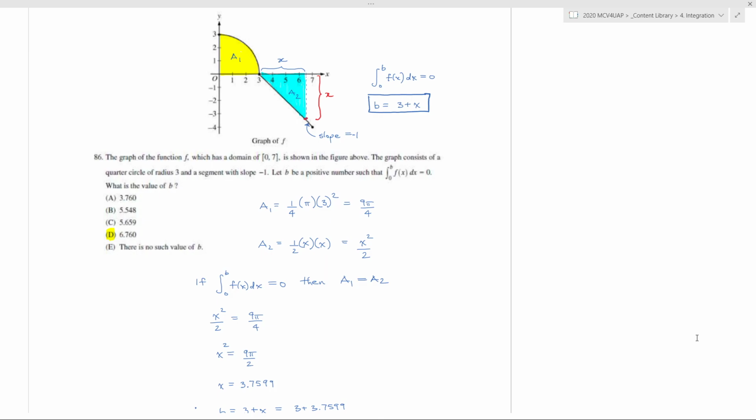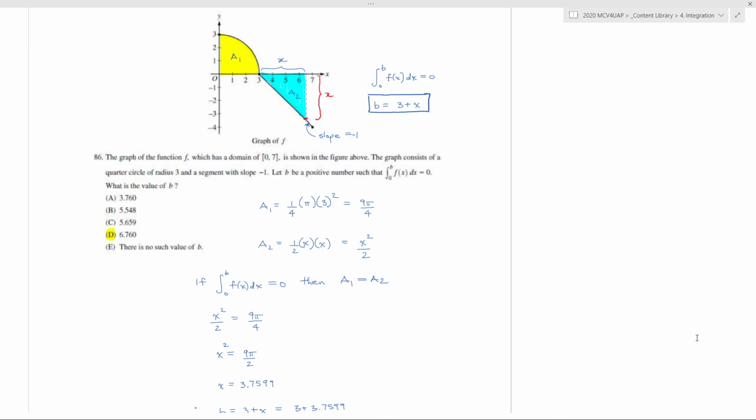The radius of the quarter circle is 3. You can see that from the diagram. And that line that starts at 3 and ends at 7, that straight line which is below the x-axis, has a slope of -1. That's important. And they're saying let b be a positive number.